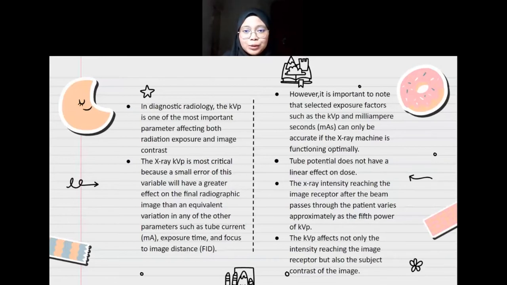However, it is important to note that selected exposure factors such as kVp and milliampere seconds (mAs) can only be accurate if the X-ray machine is functioning optimally. Tube potential does not have a linear effect on those. The X-ray intensity reaching the image receptor after the beam passes through the patient varies approximately as the fifth power of kVp. The kVp affects not only the intensity reaching the image receptor, but also the subject contrast of the image.